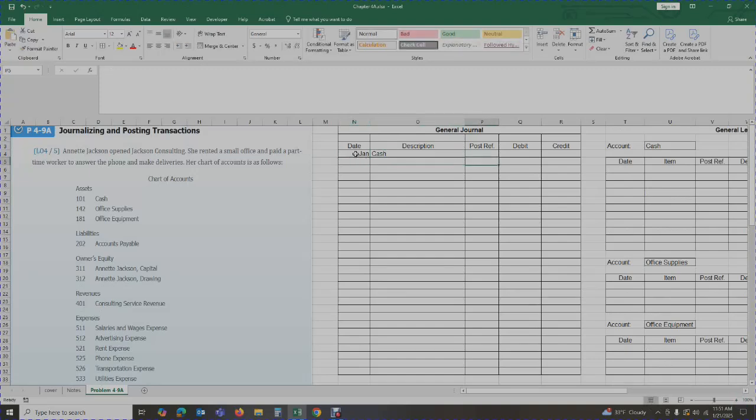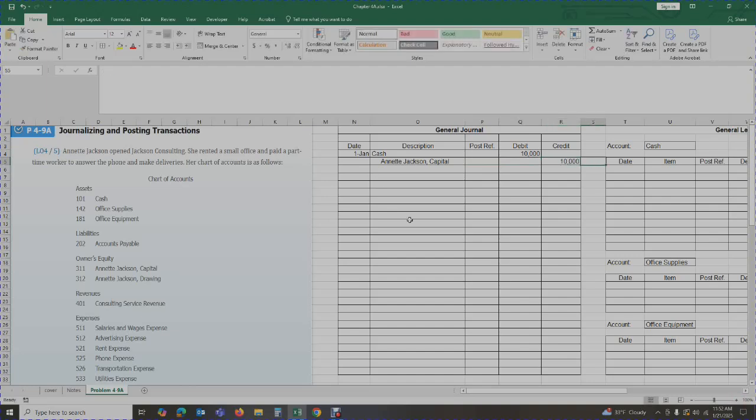What was the offset to my cash? Well, the owner of the business invested money in the business, and her name was Anna Jackson. So we're going to offset it against the capital account. Cash increases, so I'm going to debit my cash account by $10,000. Capital increases, so I'm going to credit my capital by $10,000.